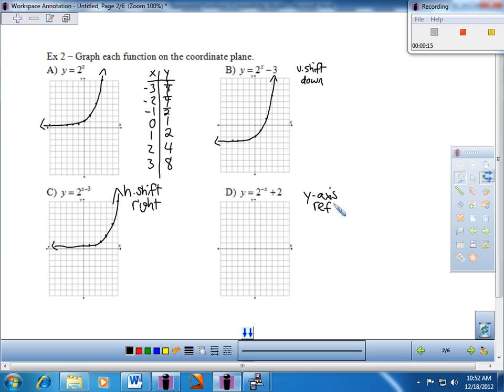And I'm going to do it dotted on mine. You can maybe just do it light, however you want. It's totally your call on this. But what I'm going to do is take all of the points on the original graph, and I'm going to reflect them over the y-axis.